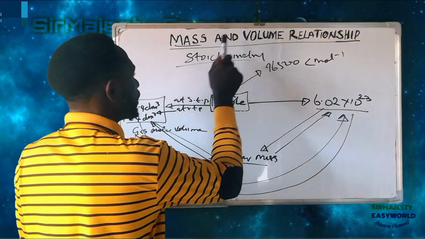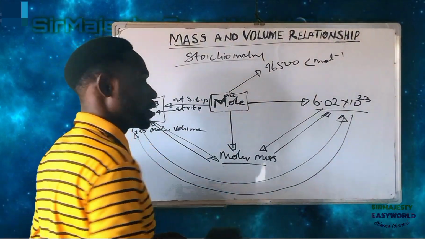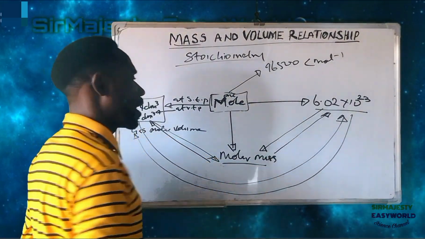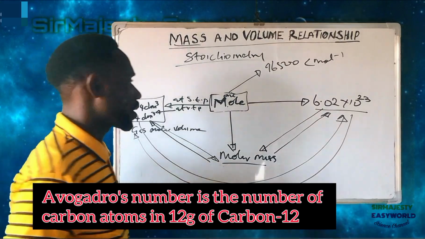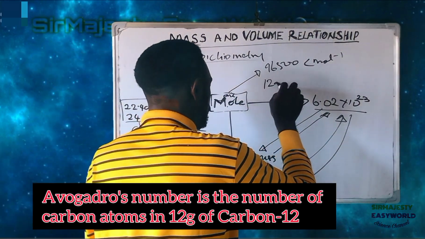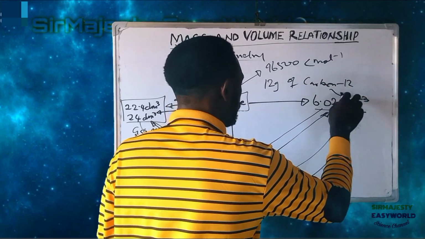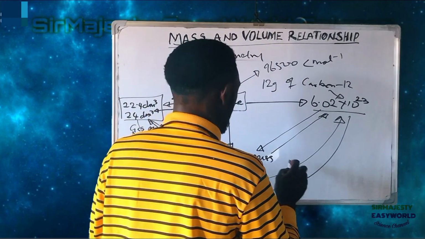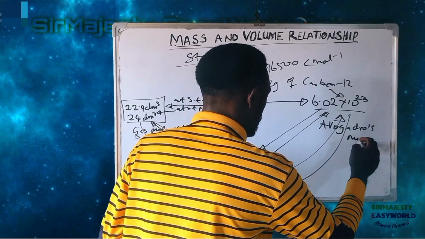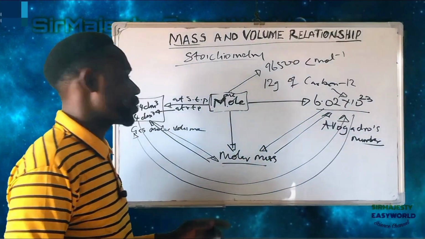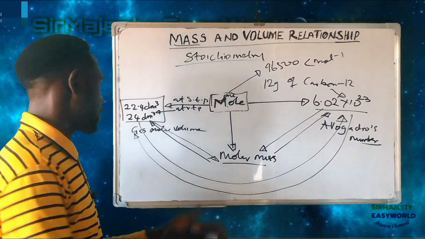So when we say mass and volume relationship, we need to consider the concept of mole. And mole is the amount of any substance that contains Avogadro's number of formula units. And Avogadro's number is the number of carbon atoms in 12 grams of carbon 12. So whatever 12 grams of carbon 12 contains is what we call Avogadro's number. So we have introduced this. With this, you can now solve questions involving mass, volume, mole, particle, particle mass, particle volume.